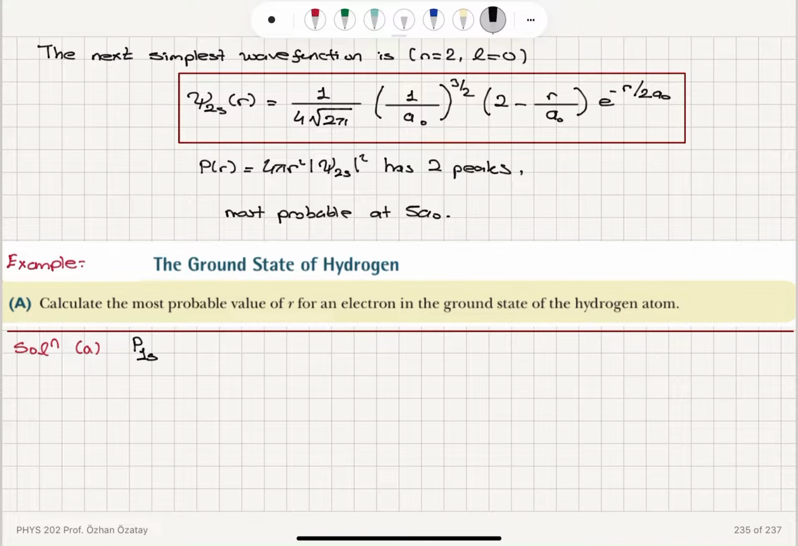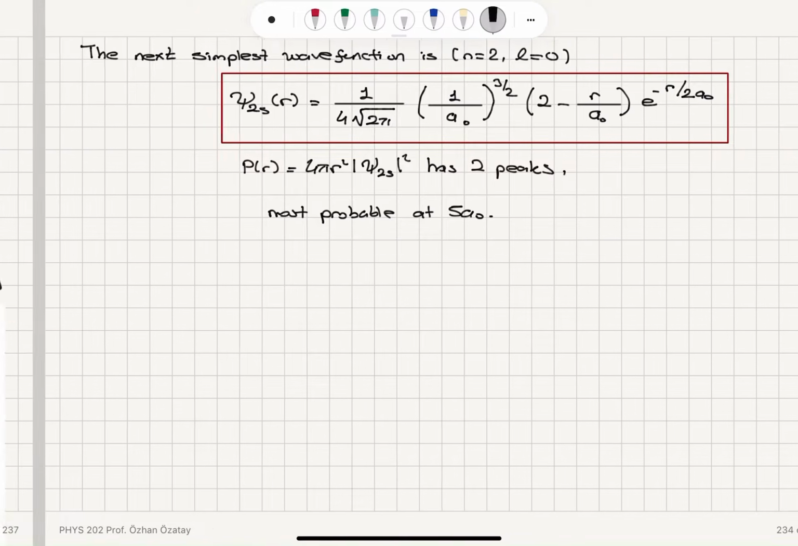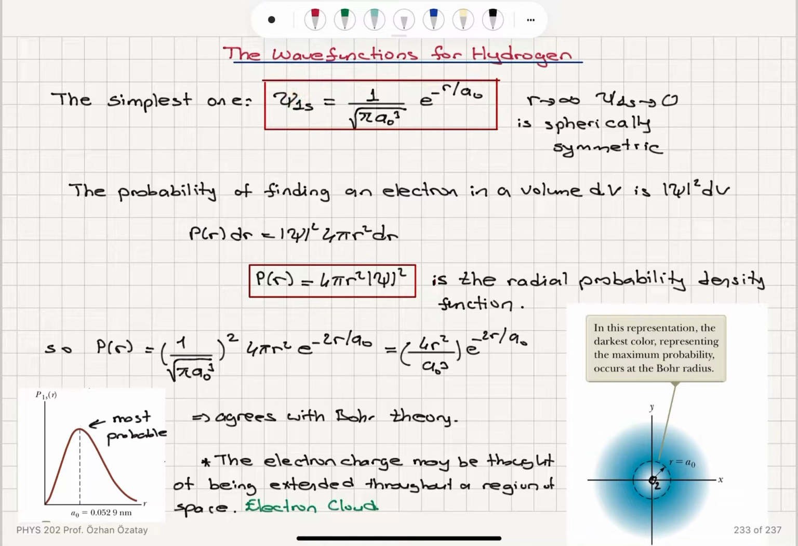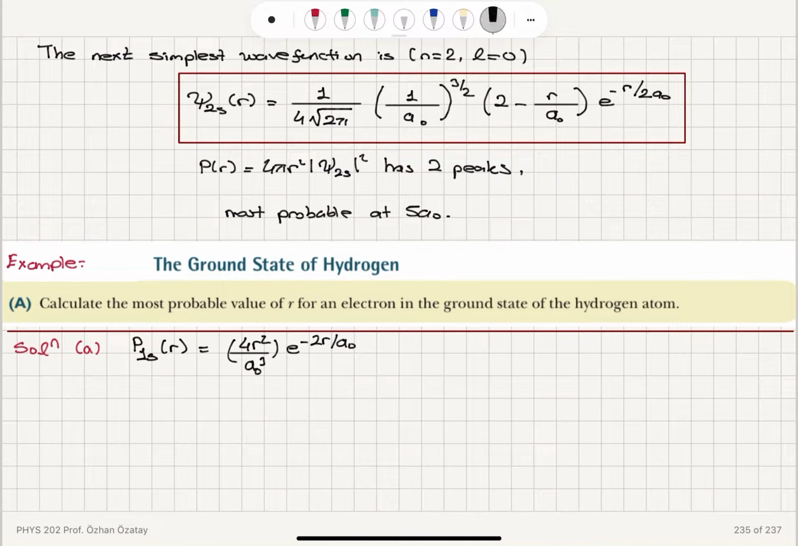Now, as we have seen, the radial probability density function P1S of r is basically 4r square divided by a0 cube multiplied by exponential e to the minus 2r over the Bohr radius. And how did we obtain this? We have the psi1s wave function. Multiplying its absolute square with 4 pi r square, we obtain the radial probability density function. So that was our result.